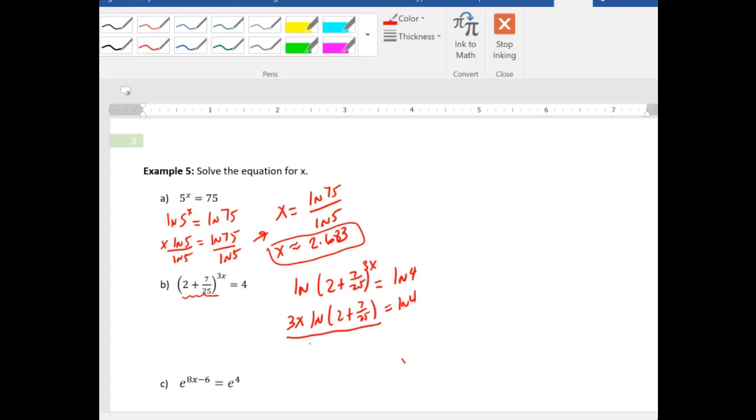And then I'm going to divide by 3 natural log of 2 plus 7/25. Okay, so the 3's cancel. So I'm left with x equals natural log of 4 divided by 3 natural log of 2 plus 7/25.